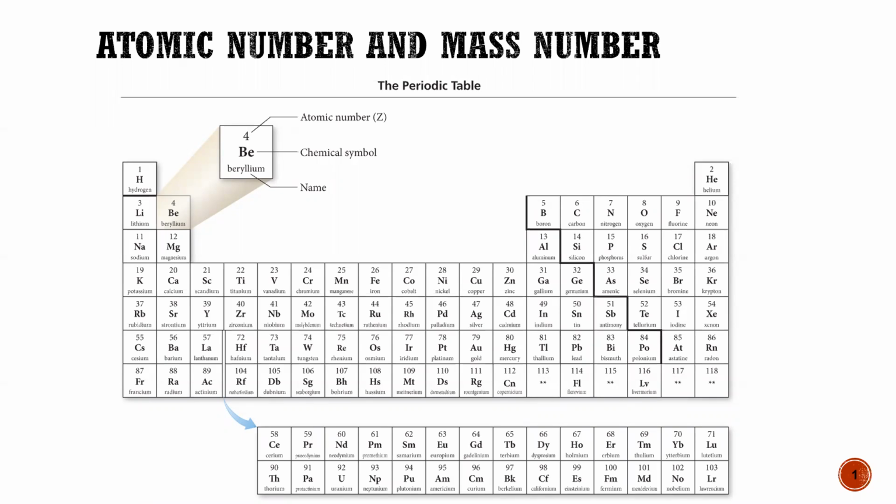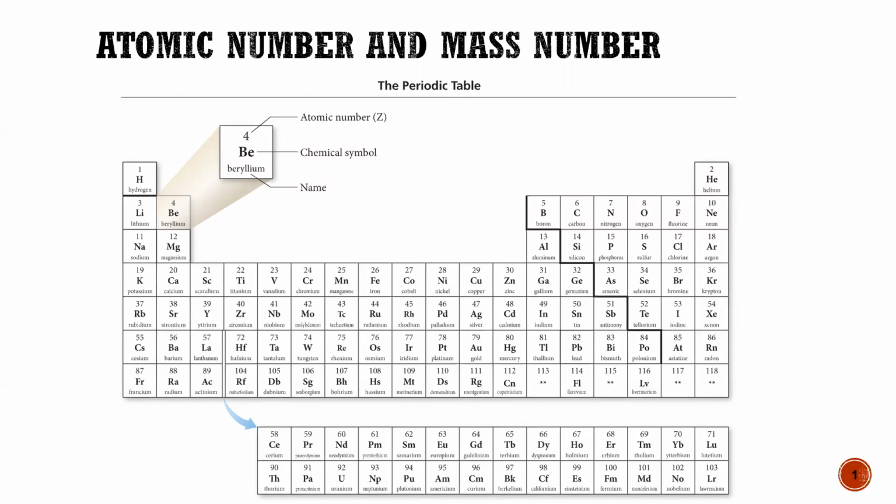So the first thing is atomic number and mass number. Here I have a picture of a periodic table. As discussed in the elemental symbol video, the chemical symbol helps us identify what type of element it is and the name. Typically it's either the first letter capitalized, or the first letter capitalized and the second letter lowercase, or sometimes the third.